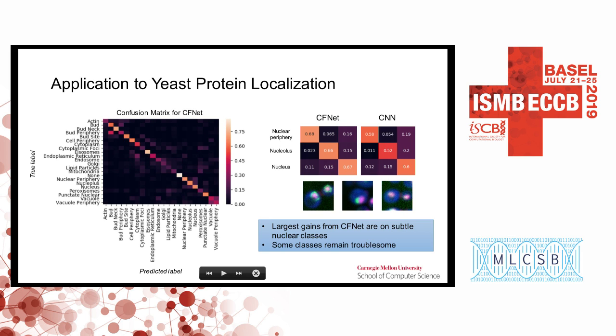We can investigate which classes this is helping the most on. Here I have a confusion matrix zoomed in on the nuclear classes from CFNet and standard CNN, and what we find is that these were where the largest gains occurred, in some cases up to 14% increase by using CFNet with a restricted training set. And these images down here show some examples of the difficulty of separating these different nuclear classes. But we also note in the confusion matrix that there are some classes which are still quite difficult to discriminate. So there's still more room for improvement, even with these methods.